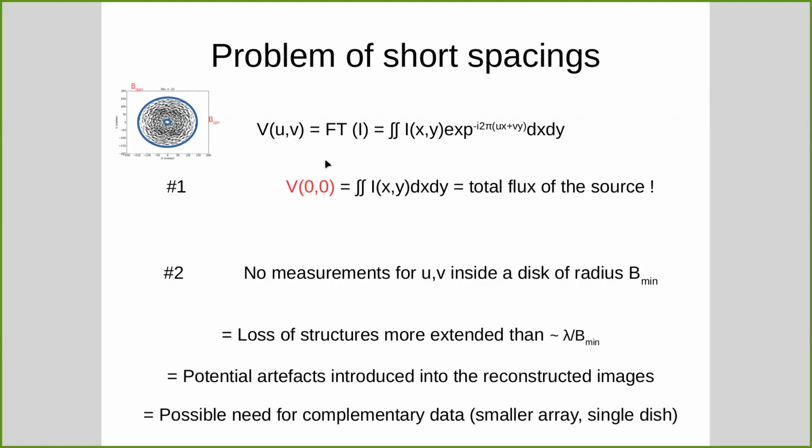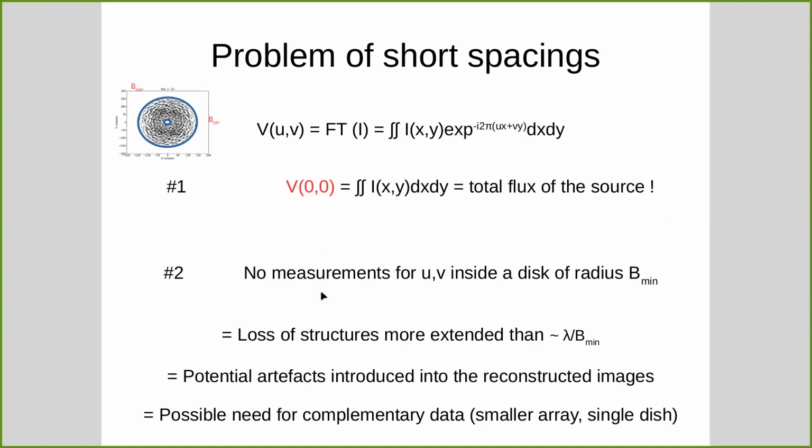And what is this? If I put U and V to 0 in this equation, I(x, y) is the intensity distribution of your source, so this comes to 1 if I put (0, 0) here. So the meaning of the visibility at point (0, 0) is the integral of all the intensity on the sky. That means the total flux of the source. With an interferometer, you cannot measure this quantity, so it means you cannot measure the total flux of the source, okay?